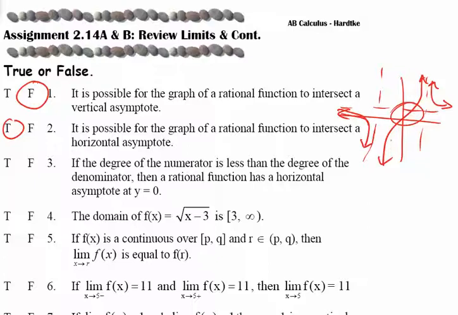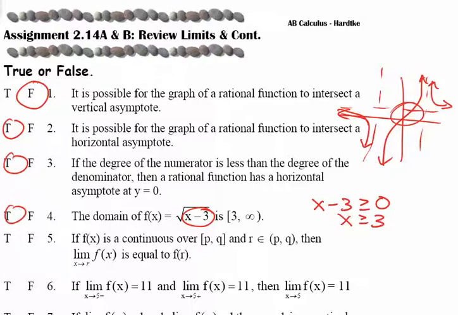horizontal asymptotes. If the degree of the numerator is less than the degree of the denominator, then it approaches zero. That is true whenever the denominator of a fraction grows faster. Then its limit will go to zero. To find the domain of a square root function, we know that our domain has to be setting the radicand at least equal to 0. So this is the correct domain in number 4.